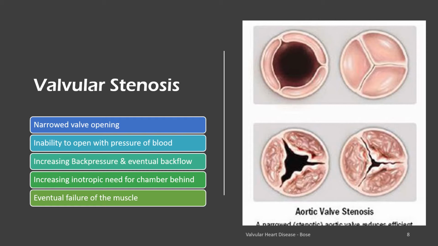The heart muscle has to pump harder and harder in the chamber behind the stenosed valve, which eventually leads to heart failure. Valvular stenosis usually occurs from failure or damage to the leaflets of the valve.